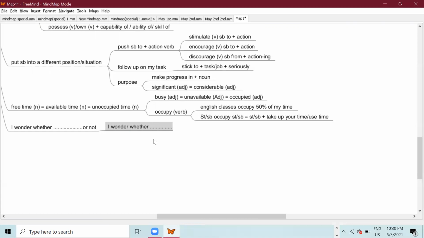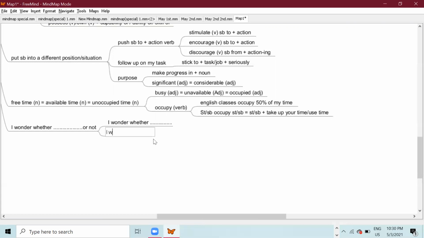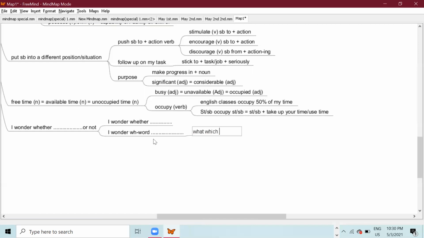So I wonder myself, and whenever you use "I wonder", please use it with a WH word. Here are the WH words that you can think of: what, which, who, how, for example.